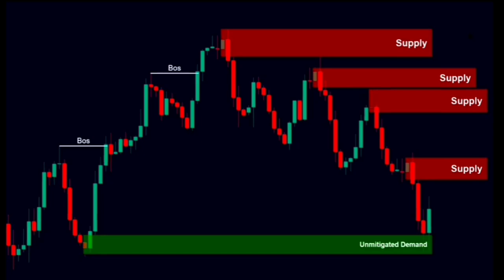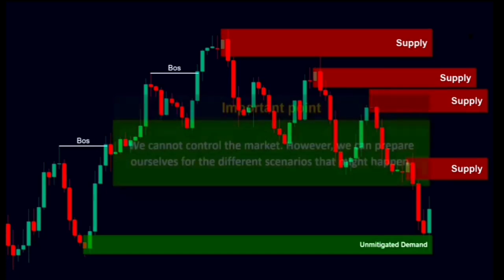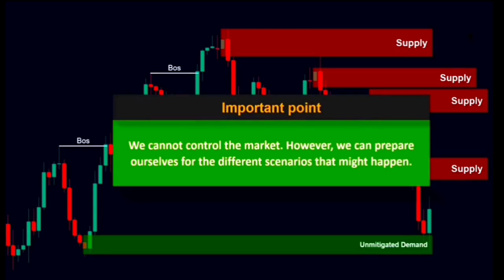So, at this point, we have a battle between the buyers and sellers. Therefore, we must wait and observe the further price action to determine the market direction, because this level can be a turning point for the price, or we might at least witness a temporary correction. Now, here is an important point. We cannot control the market. However, we can prepare ourselves for the different scenarios that might happen.